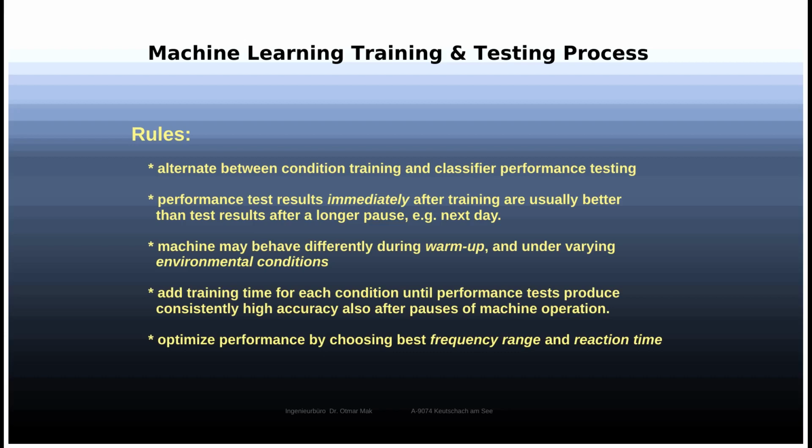So the basic rules for the training and testing process are: alternate training and testing until performance is consistently high, also after longer pauses of machine operation. And choose good classifier parameters such as frequency, range and reaction time to optimize performance, as will be explained later.